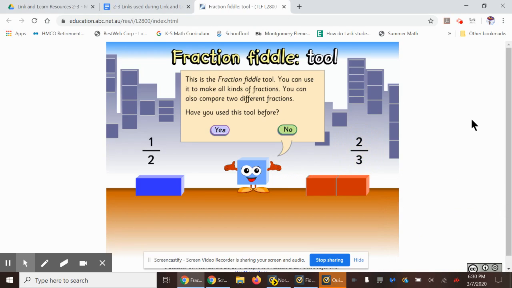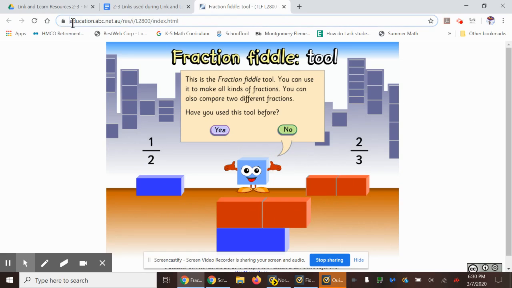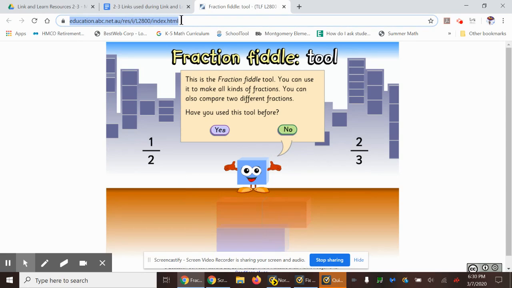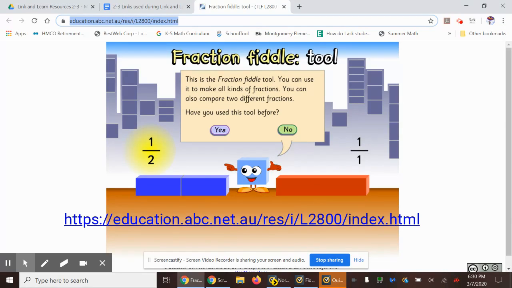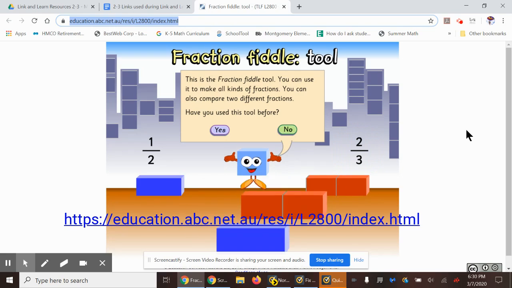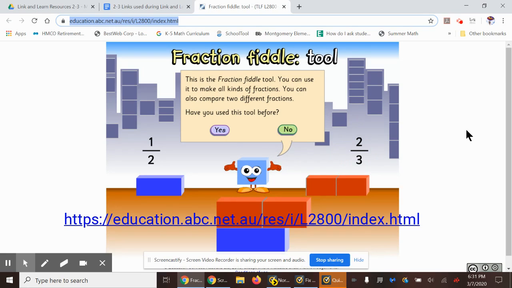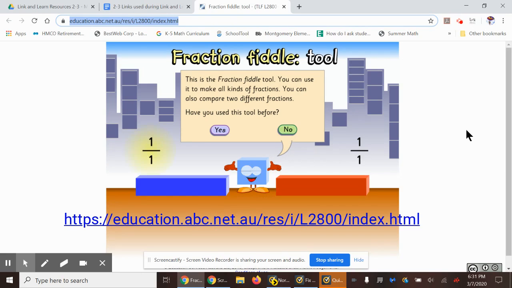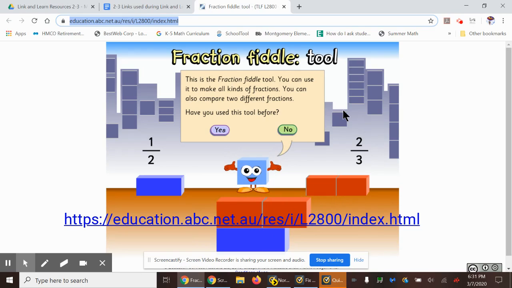So here we are taking a look at the Fraction Fiddle tool. It can be located at this web address right here. So if you want to take a moment and pause the video while you jot that down, you'll be able to get to it and use it on your own. And it has lots of directions in case looking at this briefly with me is not enough for you to fully remember all the things that it can bring to your home. So let's get in and take a look.